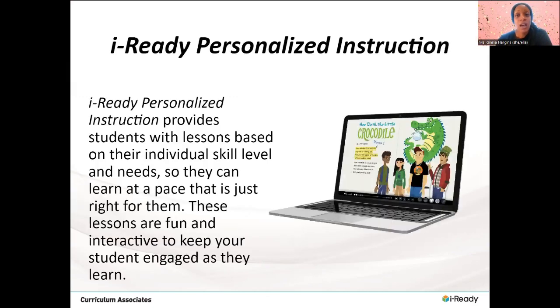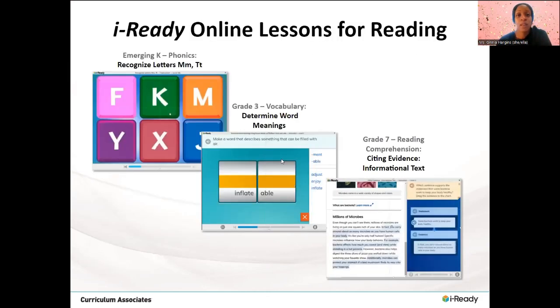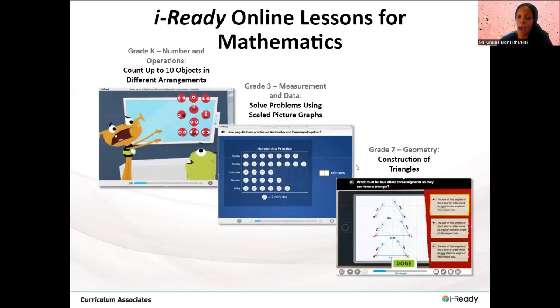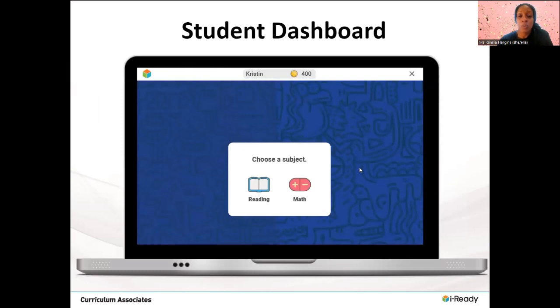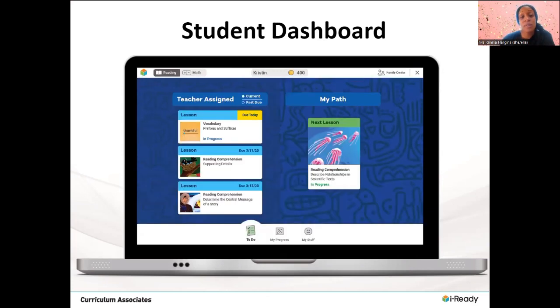After the assessment, like I mentioned, those students are going to get personalized instruction online, and it'll be at the just right level for their own pace. So they'll have lessons for reading, and then they'll also have lessons for math. And when they log on, they'll go into the dashboard and be able to choose which subject they do. Our students will do 45 minutes of reading per week and 45 minutes of math per week. And there are some teacher-assigned lessons in there, as well as my path that's already customized.